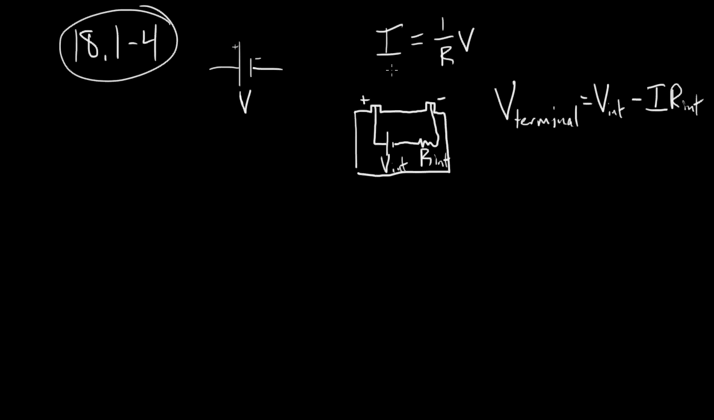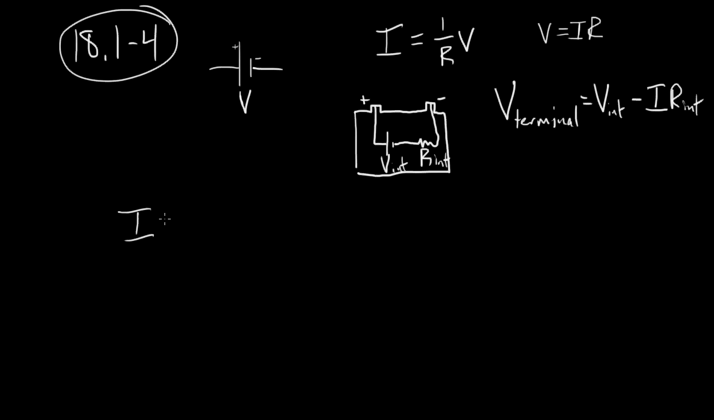I defined current this way. This is called Ohm's law. Usually you'll see it written V equals IR. The reason I write it this way is because it reminds me that current is just the effect. If I apply a bigger voltage, then current will go up. If I apply a smaller voltage, then current goes down. They're proportional, and the constant of proportionality is 1 over the resistance in the circuit.